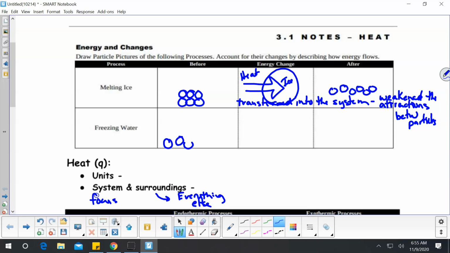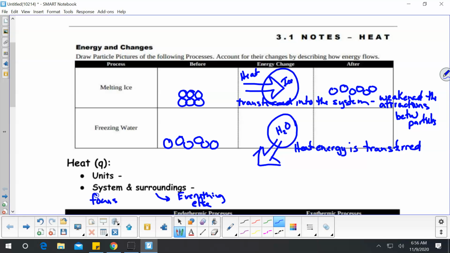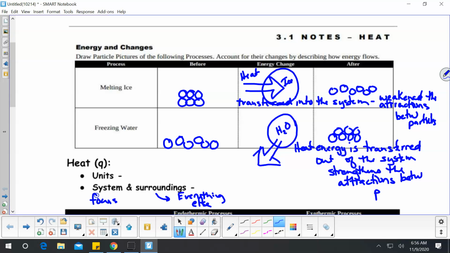So the reverse is when we had a fluid, so we had our water, our system here would have been the water. The reverse happens. Energy is transferred out of the system. And our energy is heat. When energy is transferred out, the particles fuse back together again. So this strengthens the attractions between the particles. So that's the difference between the two. So we've got heat energy going in the system or heat energy leaving the system.